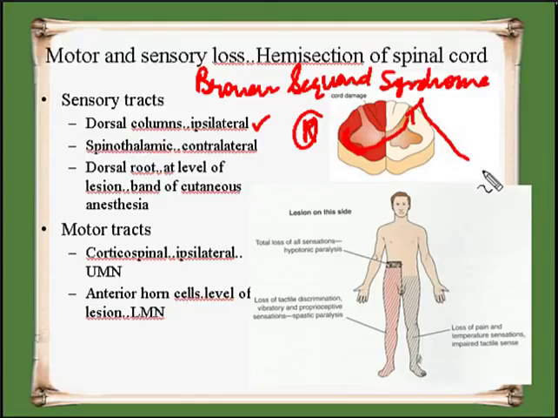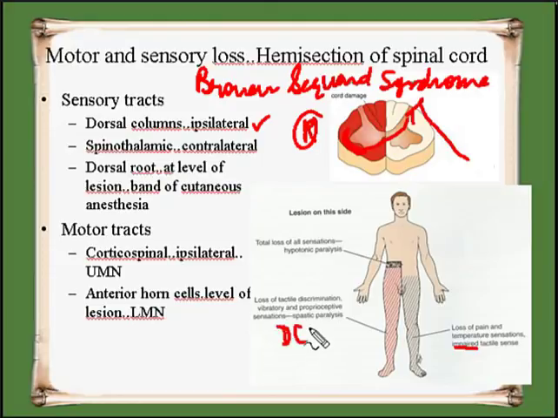And then I already told you that at the level of the dorsal root lesion, there's a band of cutaneous anesthesia. So this is what this is showing you. There is loss of pain and temperature and impaired tactile sense, because the dorsal columns on this side are fine. And this is because of the spinothalamic tract being affected. You have it on the contralateral side. On the ipsilateral side, there is loss of tactile discrimination, all of this, and this is due to the dorsal columns.